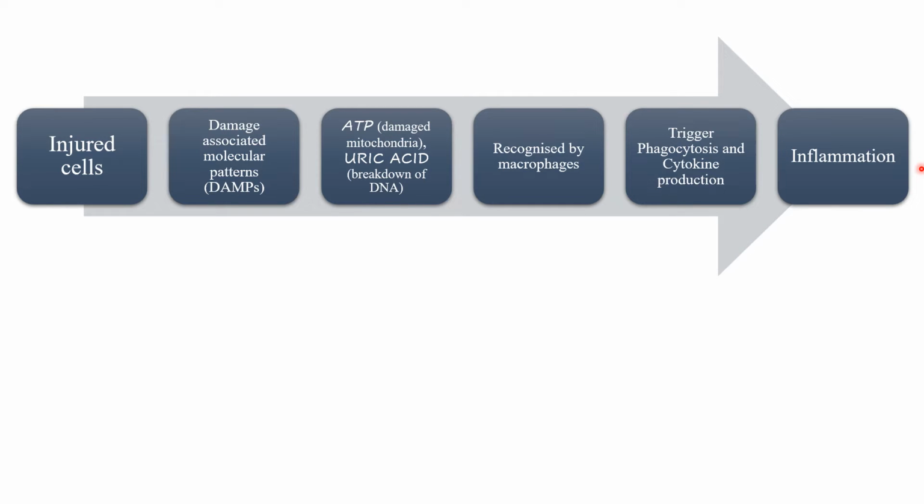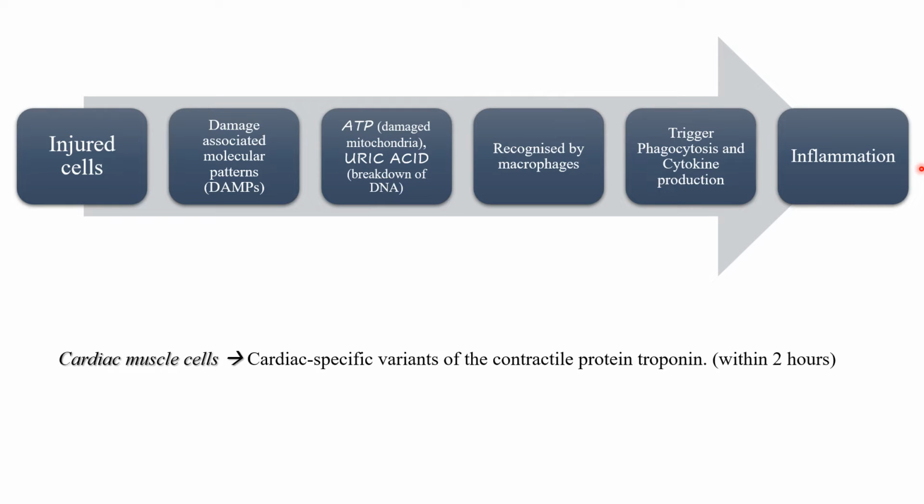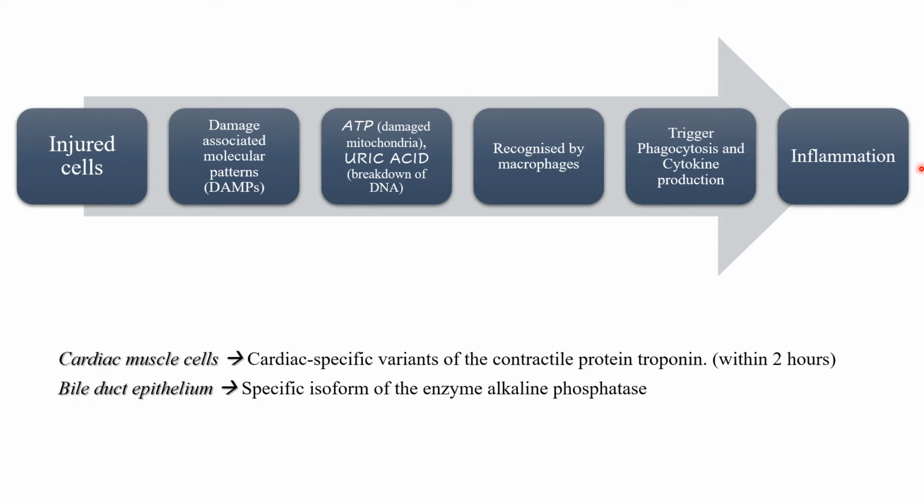For example, in case of myocardial infarction, cardiac muscle cells will release certain cardiac specific variants of contractile troponin, which can be detected in blood of that patient within 2 hours. Similarly, in case there is a bile duct epithelium injury, it will be marked by an increase in serum levels of specific isoforms of enzyme alkaline phosphatase. Or if there is a hepatocyte injury, we usually do blood tests like LFTs, right? So hepatocyte injury can be detected by increase in levels of transaminases such as SGPT or SGOT.